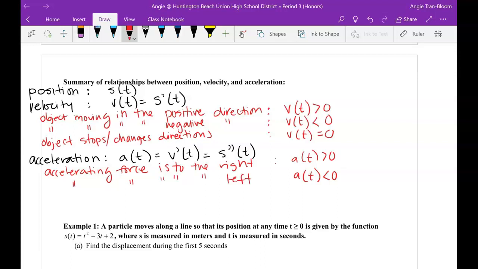And what happens when a of t is exactly 0? No, it's not stopping. It just means the velocity is constant. Okay, all right, and this is the end of our definitions.